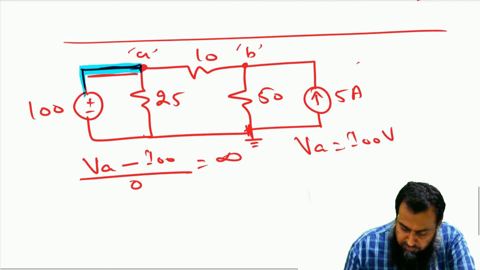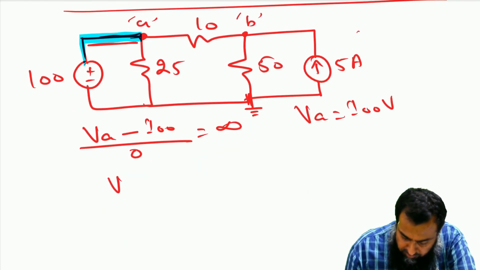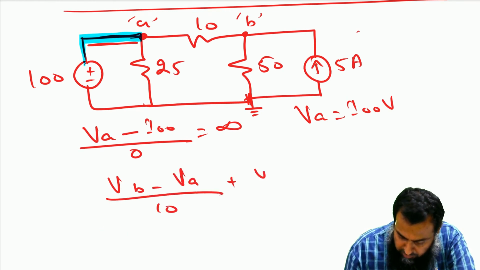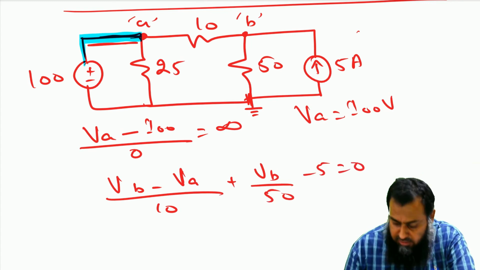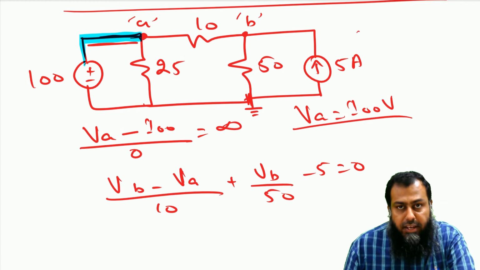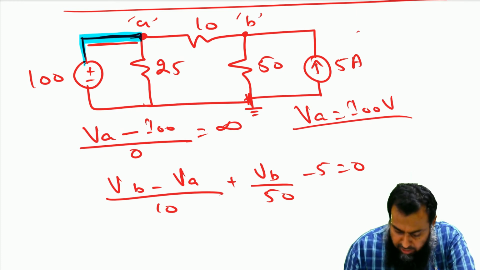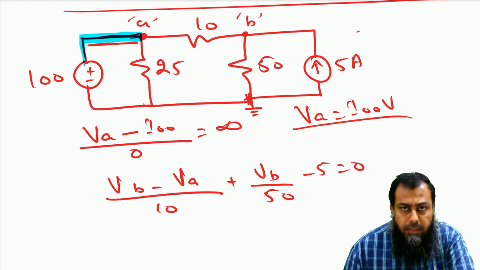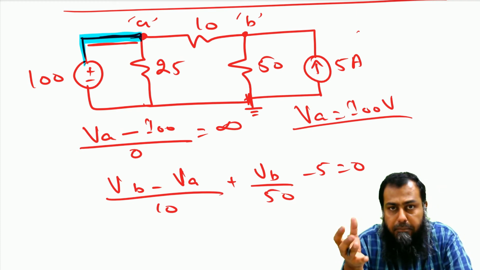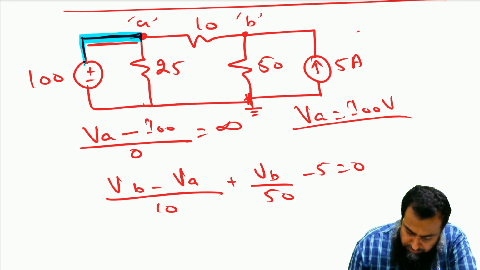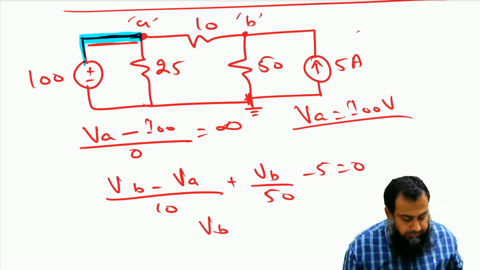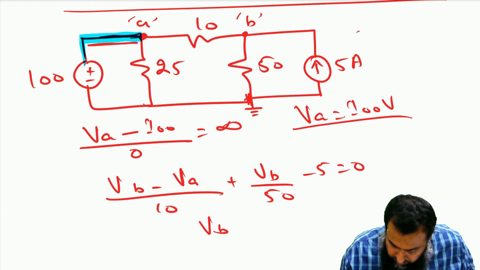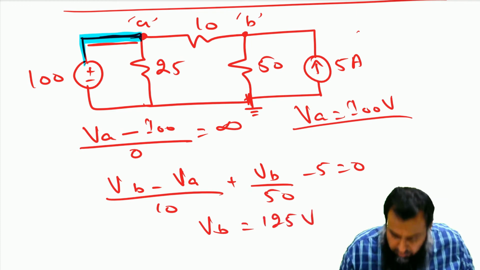If I write the equation for node B, then we have (VB minus VA) divided by 10 plus VB over 50 minus 5 is equal to 0. With VA equal to 100 volt, there is only one unknown, VB, in this equation, and using simple mathematical manipulations I can find the value of VB, which is equal to 125 volt, right?